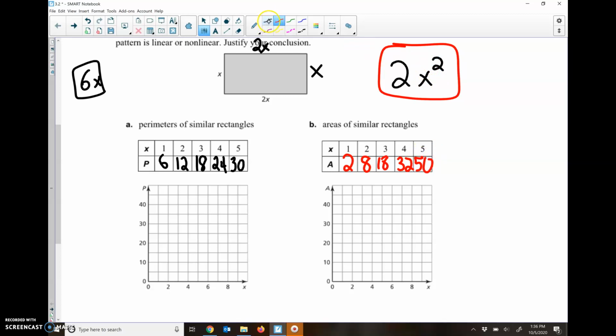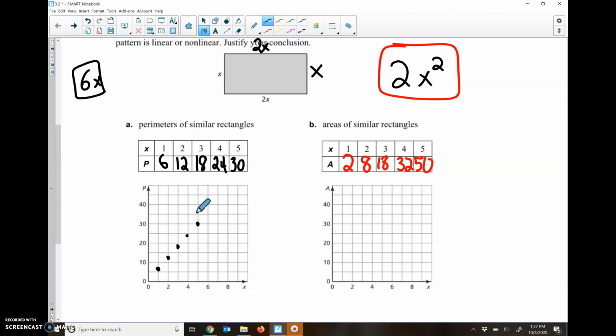All right, so now let's graph these and look at the difference here. So I have 1 and 6 would be about right there. 2 and 12 would be about right there. 3 and 18 would be there. 4 and 24 would be there. And 5 and 30, there we go. Finally, a nice one would be there.